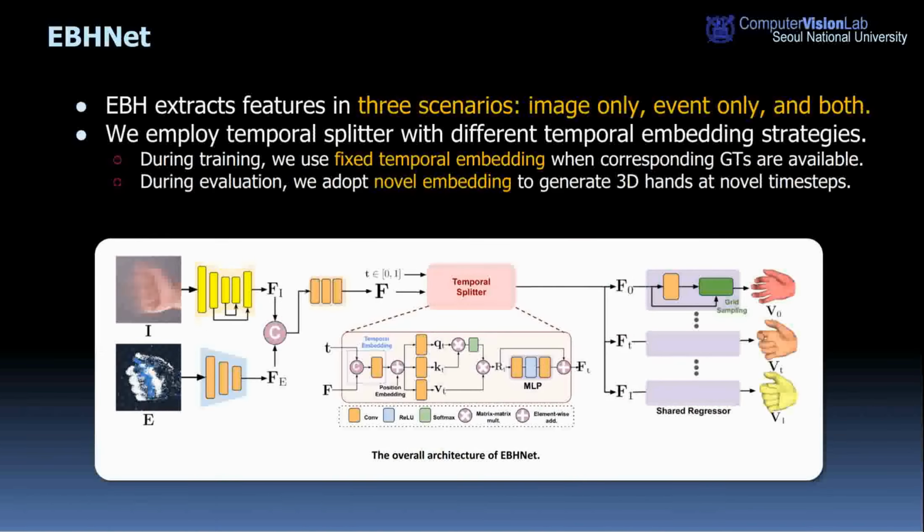Our EBNet first extracts features in 3 scenarios: image only, event only, and a combination of both. During training and evaluation, we use a temporal splitter with various temporal embedding strategies. Specifically, during training, we apply temporal embeddings when the corresponding ground truth is available. In contrast, during testing, we use new temporal embeddings to generate 3D hand meshes at previously unseen time steps.